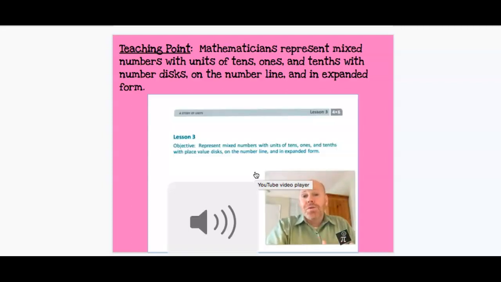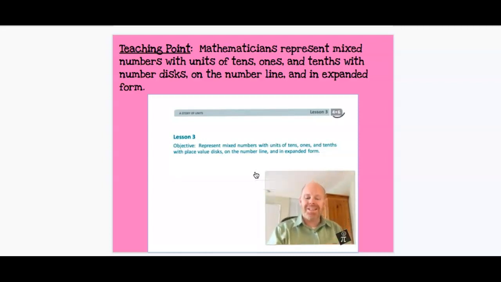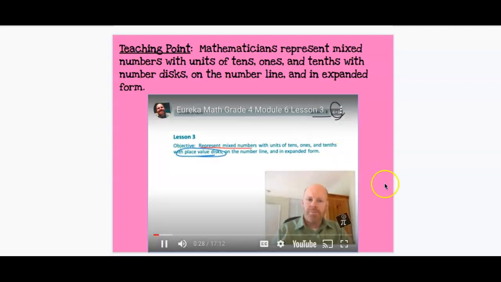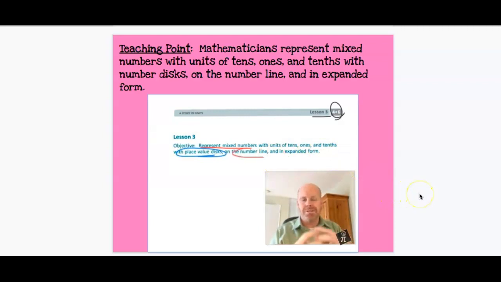All right, this is fourth grade, Module 6, Lesson 3. In this lesson, students are going to be experiencing this idea of mixed numbers in a variety of different representations. You're going to be looking at a mixed number, specifically decimals, right? With place value disks, they're going to be looking at these mixed decimals, like 4.3.